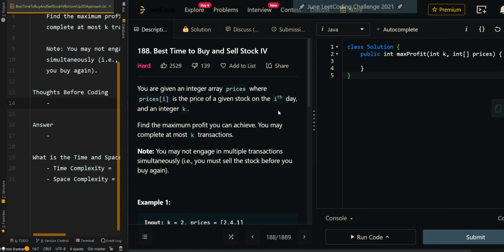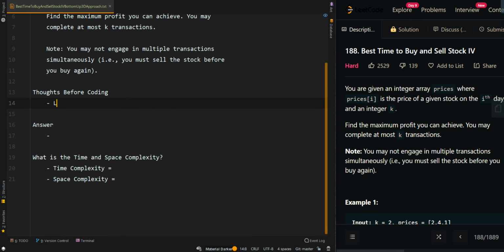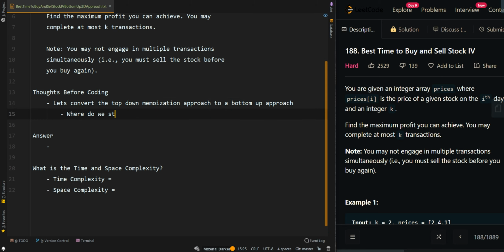In this video, we're going over the bottom-up 3D approach of best time to buy and sell stock IV. So let's go over the thought process. Let's convert the top-down memoization approach to a bottom-up approach. Now, where do we start?